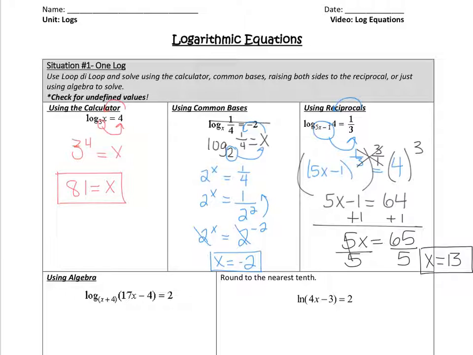Okay, now it says to check for undefined values. What do I mean by that? This number in here cannot be 0 or negative. So this is a 1/4, that's okay. This is a number, that's 4. But the number here, or here, or here cannot be negative. I'm going to prove that again in class tomorrow, but for now, let's just solve and make sure nothing in here is 0 or negative.